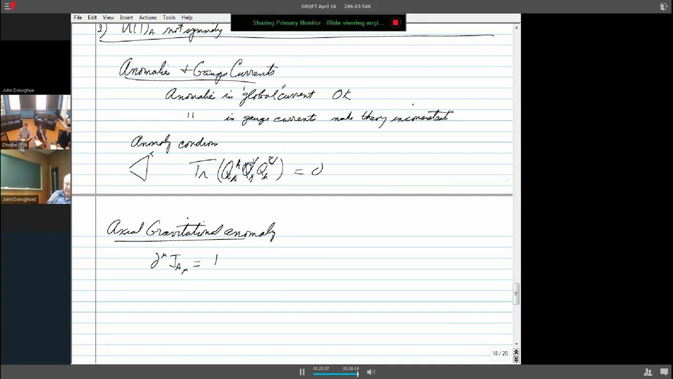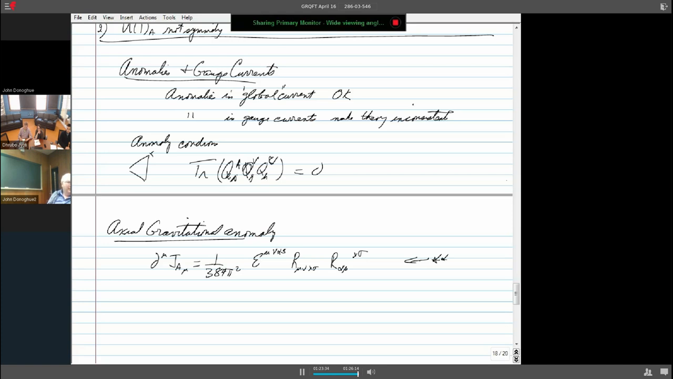Basically the currents that I described up there were global currents. Global currents are ones that are not connected to gauge fields. They're not associated with a gauge symmetry. These are okay, but anomalies in gauge currents make the theory inconsistent, so they are always to be avoided. And this gives us a set of anomaly conditions.